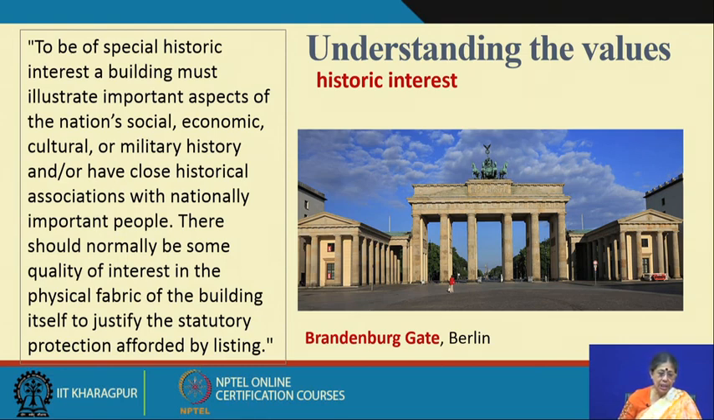a building must illustrate important aspects of the nation's social, economic, cultural or military history and/or have close historical associations with nationally important people. There should normally be some quality of interest in the physical fabric of the building itself to justify the statutory protection afforded by listing. So, as we can see, history is a wide spectrum. It can be important for various reasons.